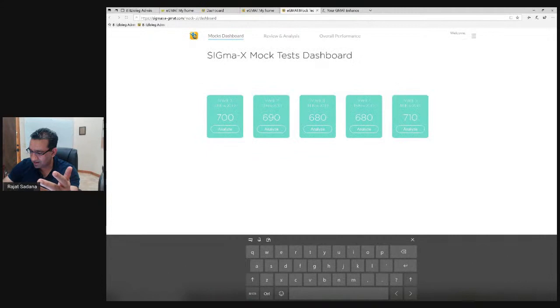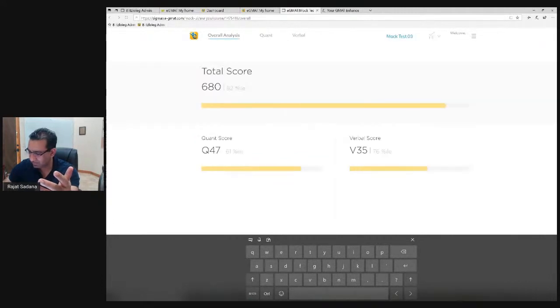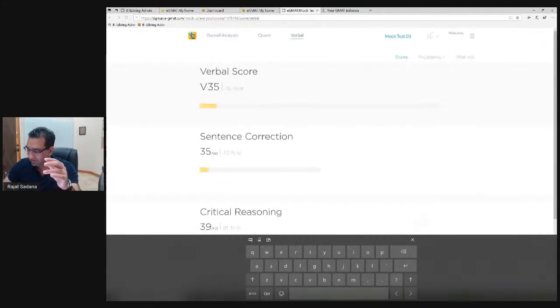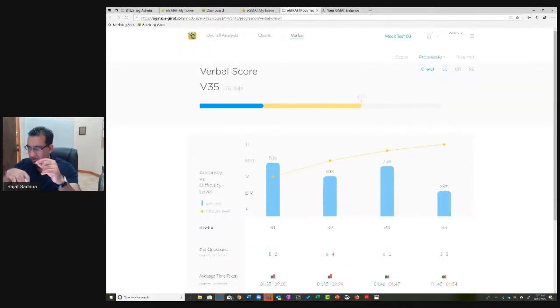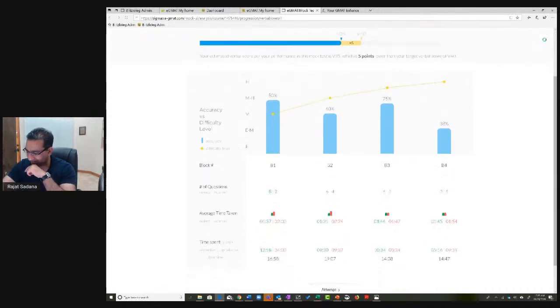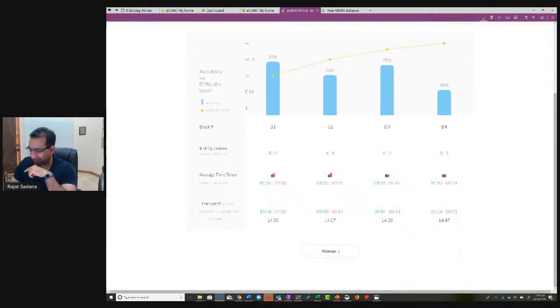Let's just go back to the 680 score, and let's analyze the verbal section once again. Let's go into the progression plot. So progression plot, the first thing that I look for is how much time he is taking in each of the blocks over here. And remember, the first 2 blocks have 10 questions. The last 2 blocks have 8 questions.